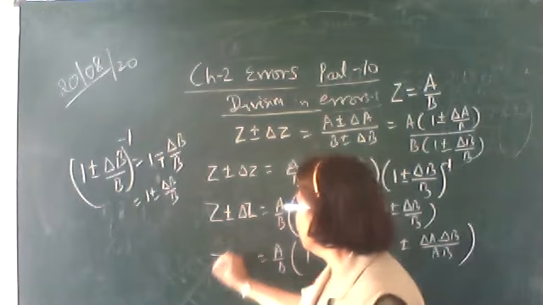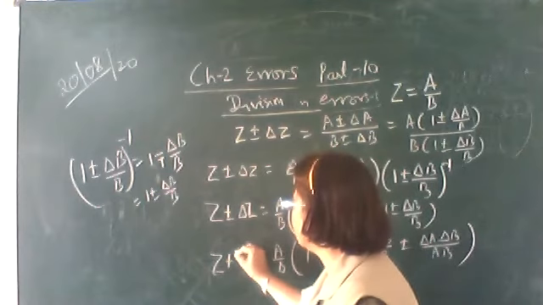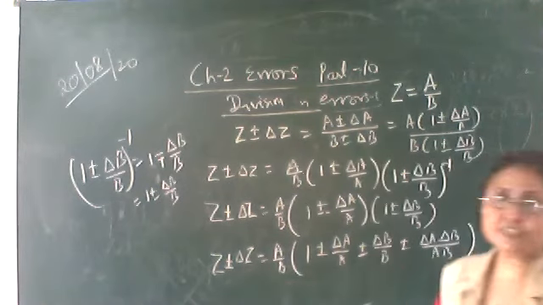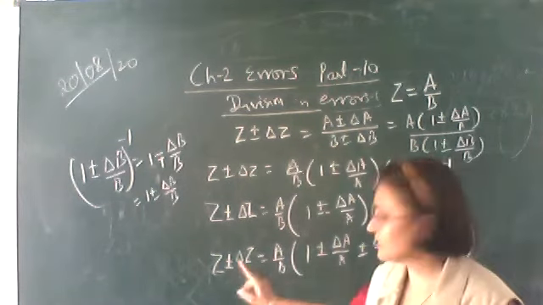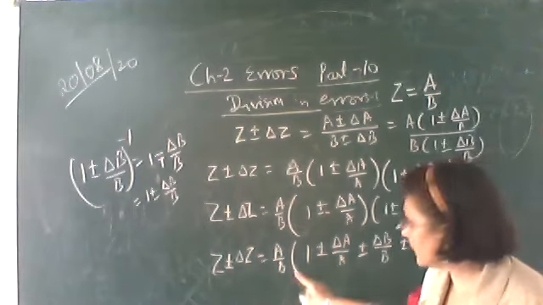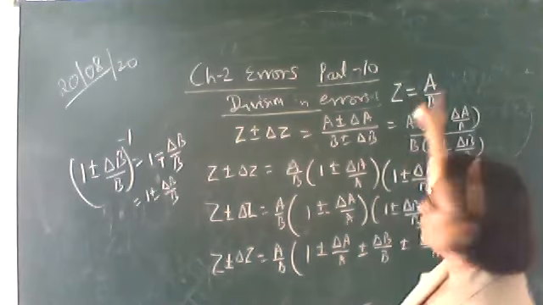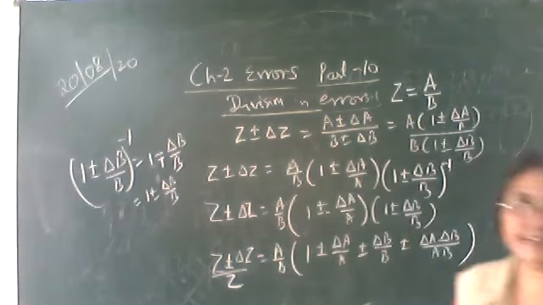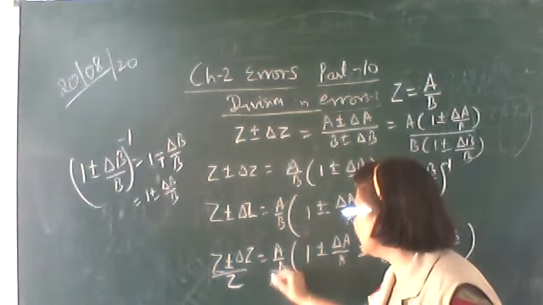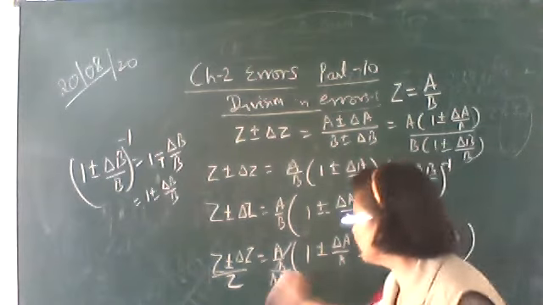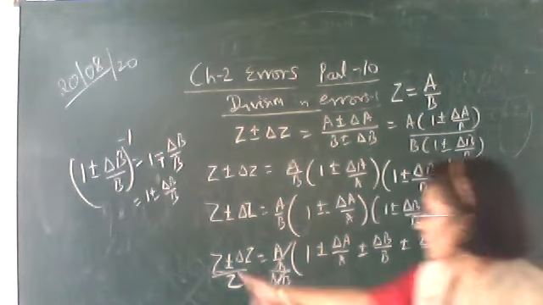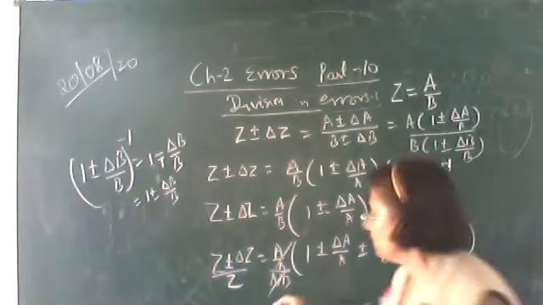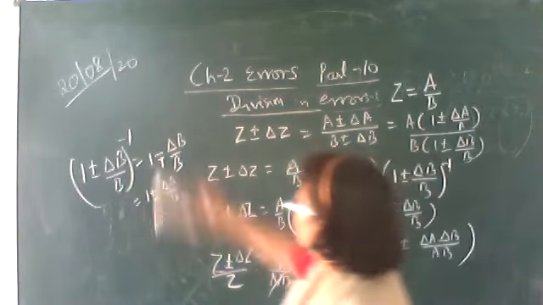Whereas here it is z plus minus delta z. Let us divide the left hand side by z and the right hand side by a upon b. Why? Because z is equal to a upon b. So this a upon b cancels out. What do we get? 1 plus minus delta z upon z. Okay, writing it here.